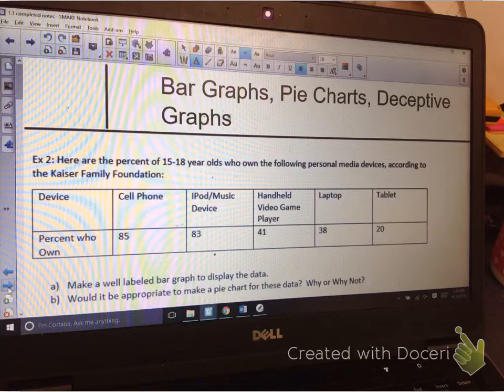Next, a bar graph, hopefully what you think is a simple concept. A bar graph is a way to display categorical data. That's a big deal. It's only for categorical data.